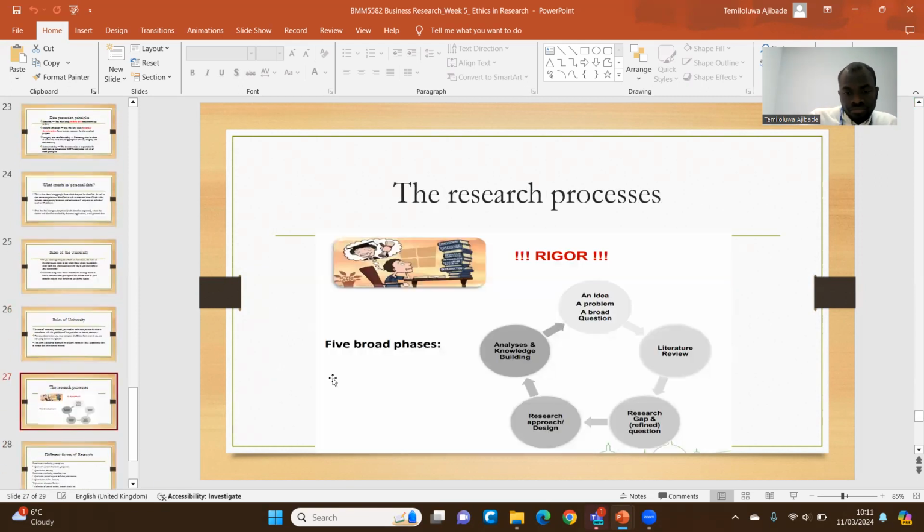All right, so now this is just talking about the research processes, the 5 broad phases in the research process. It goes around an idea, literature review, you identify the research gap, you see what is the research design or approach you're using to fill the questions. Then you analyze, and then it brings about another problem again, and you go through that circle.